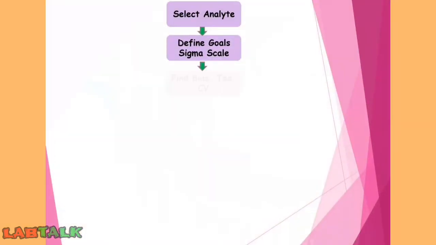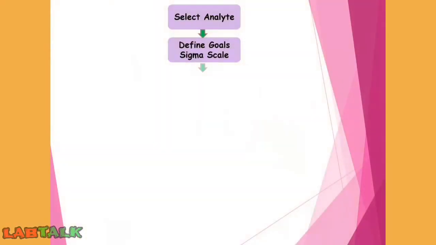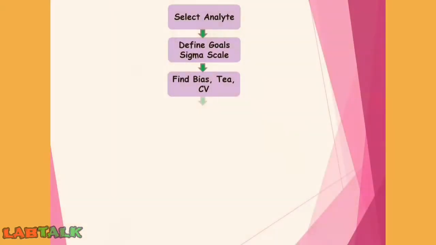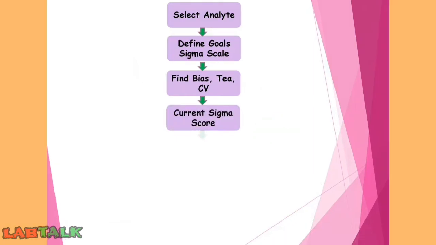So select the analyte, define the goals on Sigma scales, and now as we know there is no direct reference method to find out the defects. Here we are going to find out the bias for that analyte, the total allowable error for that analyte, and the CV percentage of the analyte. Using this you can find out the current sigma score, and once you have found it, depending upon the sigma score and the goals which we have formulated, we need to formulate the QC plan.